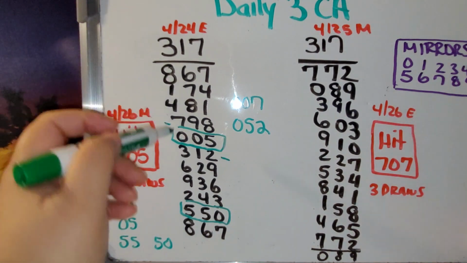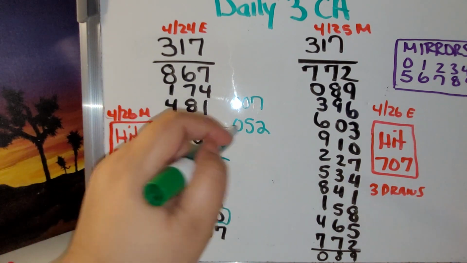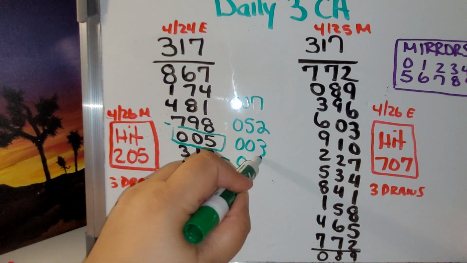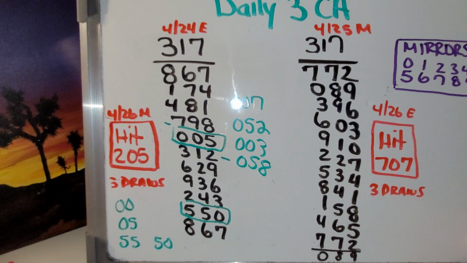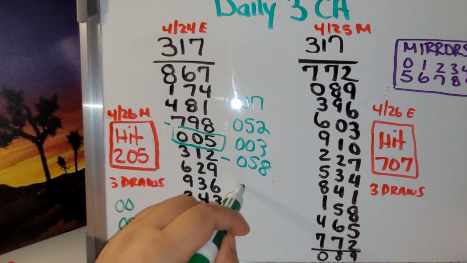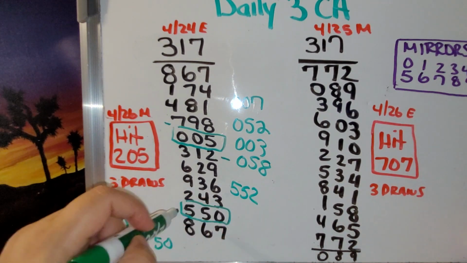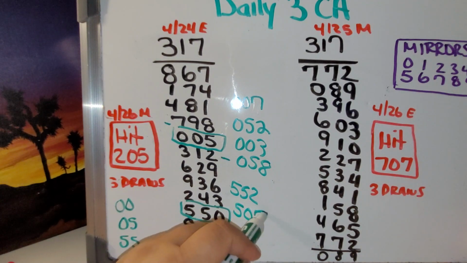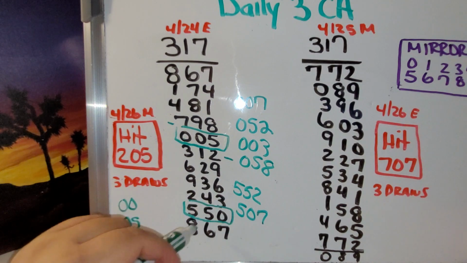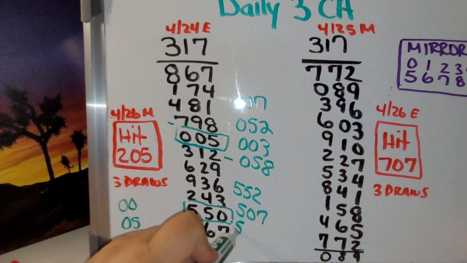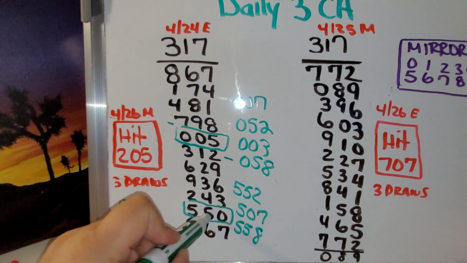All right. You can also do 003 and 058. You see that? Real simple. The same thing here. You can go 552. Okay. 507. And again, you see how this 8 and this 3 repeat? You can go 558. All right. And 503.